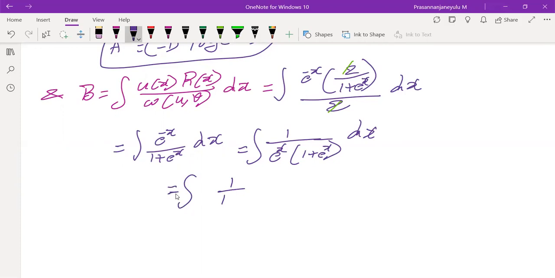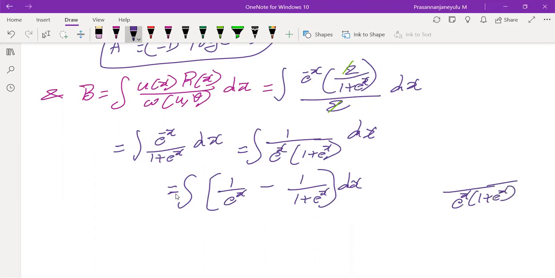Check it. 1 by e power x minus 1 by 1 plus e power x. If I take it like this and simplify again, are we going to get the numerator part or not? Check it out. What is the LCM? e power x into 1 plus e power x. I am doing this in the rough work. What is the numerator going to become?